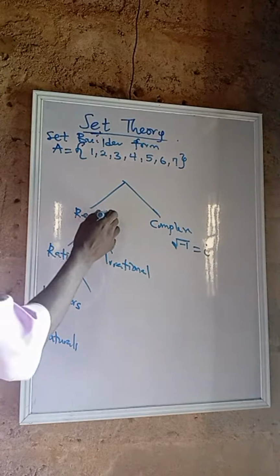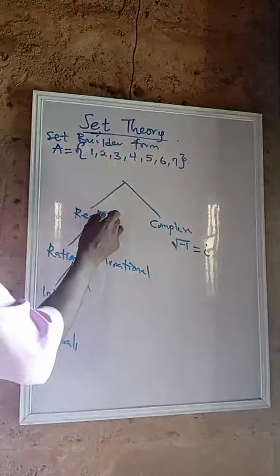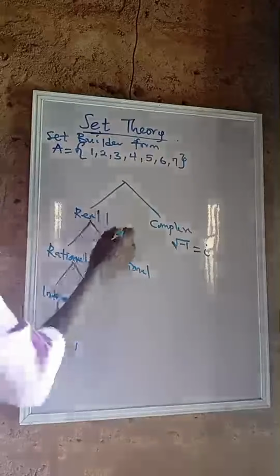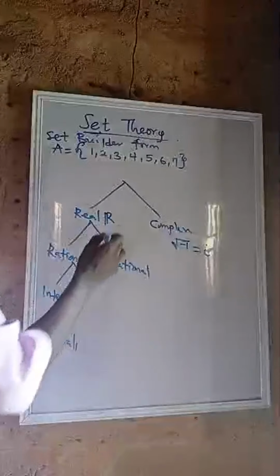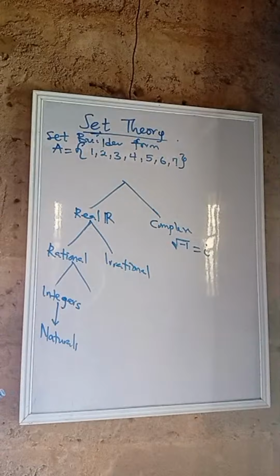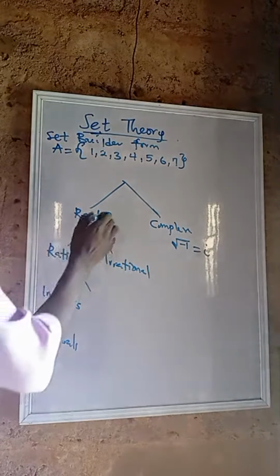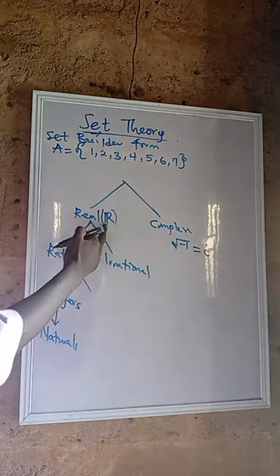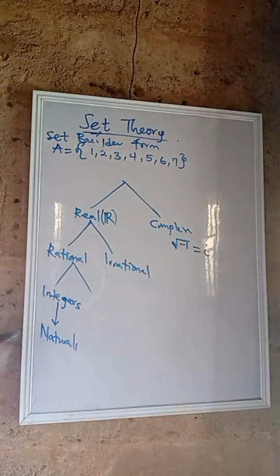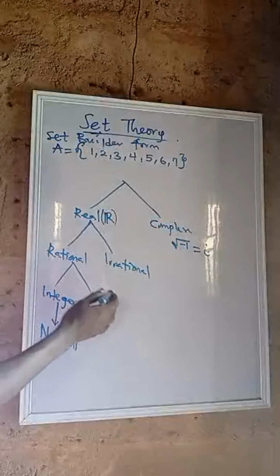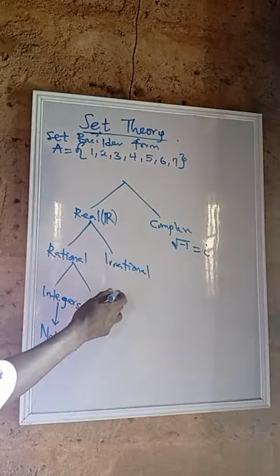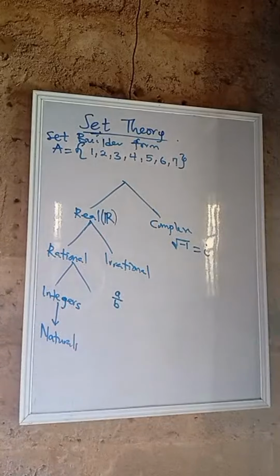The rational numbers. This one is denoted by R like this. Okay, that's real numbers. So whenever you see this, you should know they are talking of real numbers. Now, rational numbers. Rational numbers are numbers that can be expressed in fractional form, like in the form of a over b.